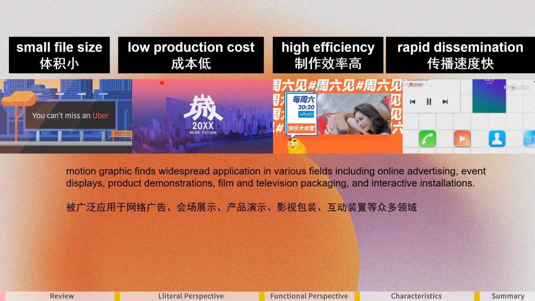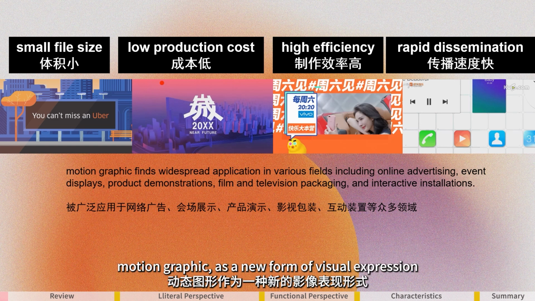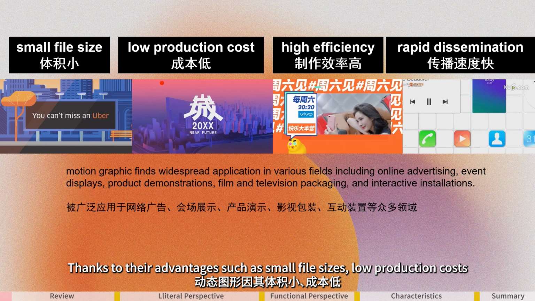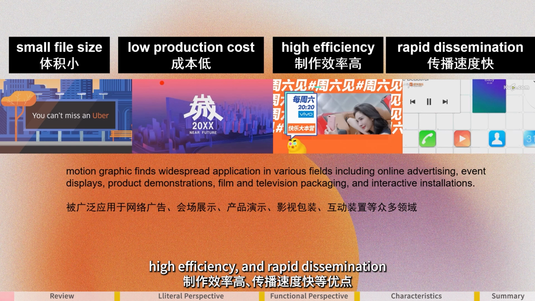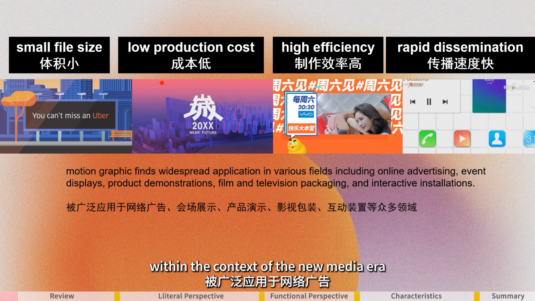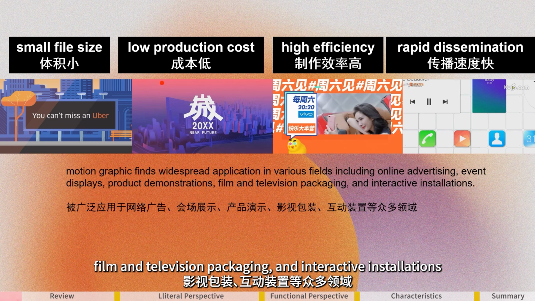In recent years, with the development of digital technology and global network media, motion graphic as a new form of visual expression is more and more popular nowadays. Thanks to their advantages such as small file size, low production costs, high efficiency, and rapid dissemination, motion graphic finds widespread application in various fields within the context of the new media era, including online advertising, event displays, product demonstrations, film and television packaging, and interactive installations.